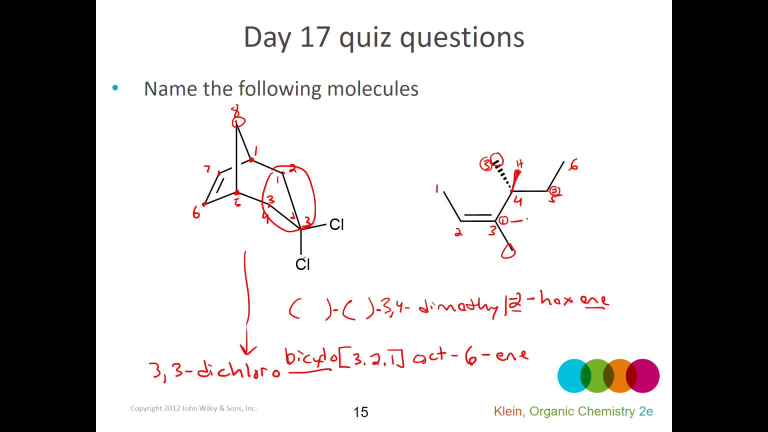So if I go from 1 to 2 to 3, and the 4th priority group is pointing out at me, counterclockwise ends up being R. Right? Normally counterclockwise is S, but that's only when the 4th priority group is on a dashed wedge pointing away from you. So I scribbled all over that. So I'm going to redraw it so I can do a good analysis of the E versus Z.